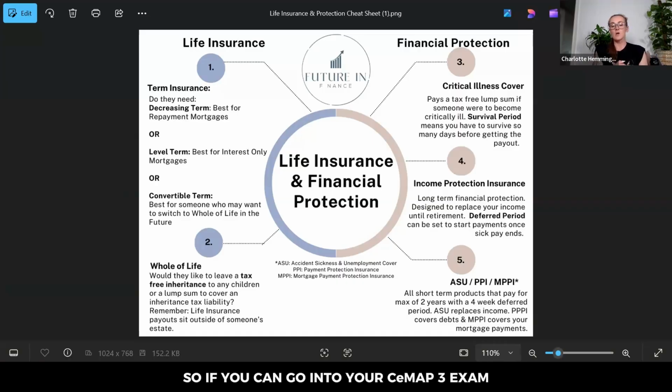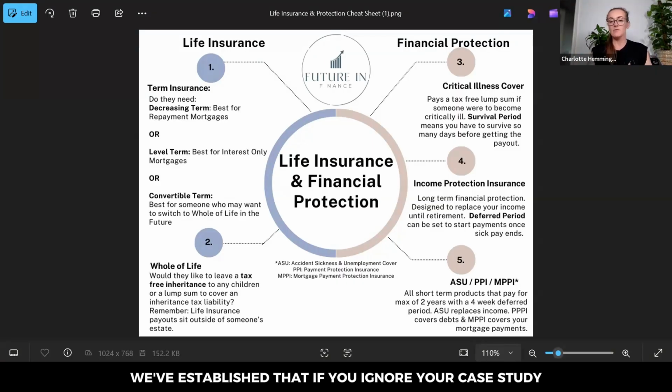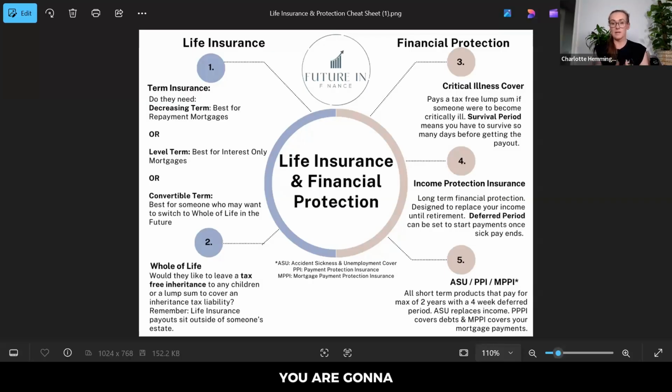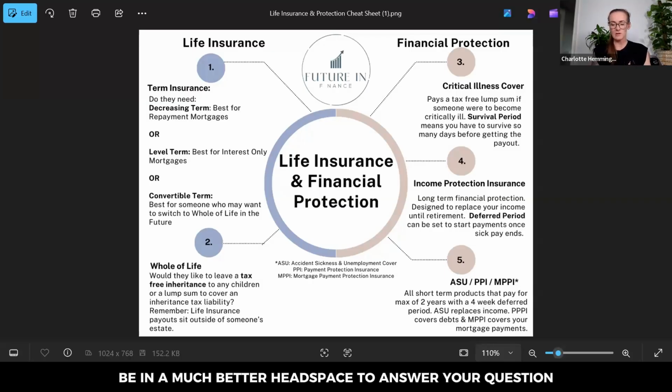Perfect. So if you can go into your CeMAP 3 exam, what you can do is, first of all, look at the question. We've established that. If you ignore your case study, you are going to be in a much better headspace to answer your question. If it is that you get a life insurance or financial protection question, a lot of the time, you still don't need to read the case study.